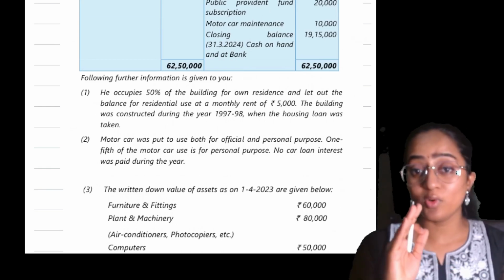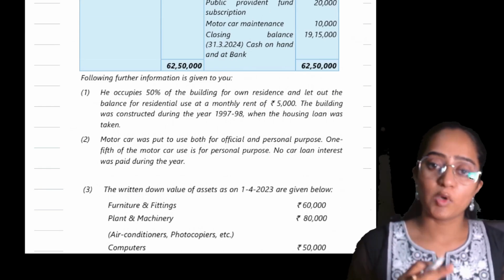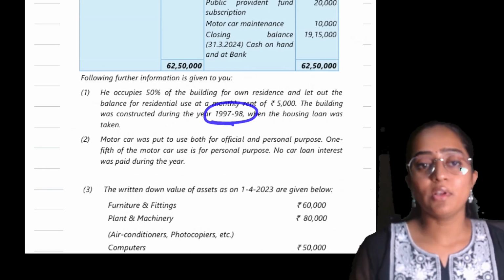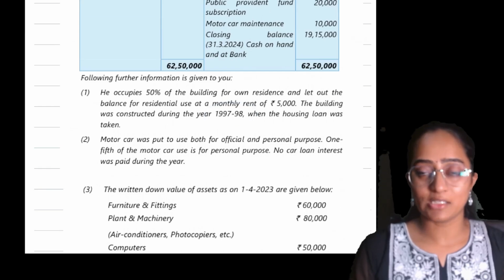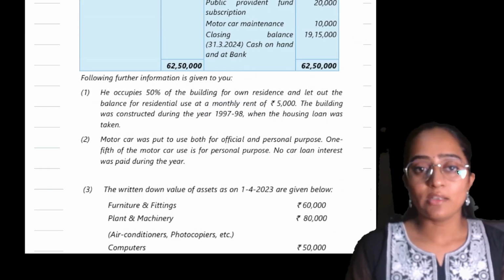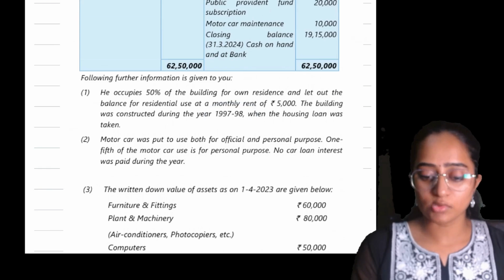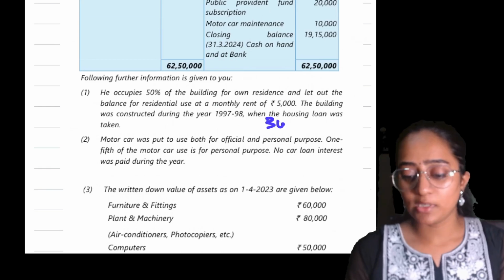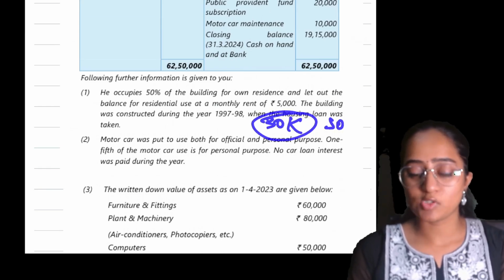What about SOP? For SOP, only 30,000 of the interest is allowed because it has not satisfied all three conditions. The loan must be taken on or after 1999, that is, construction completed after 1999, and the housing loan was taken. So one condition is not satisfied, and the maximum deduction you can take is 30,000 in case of SOP.